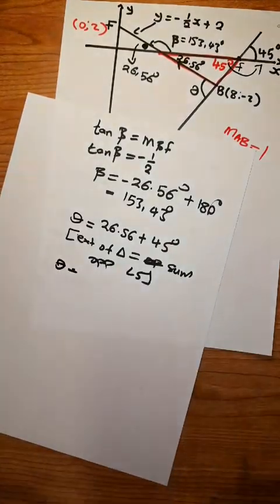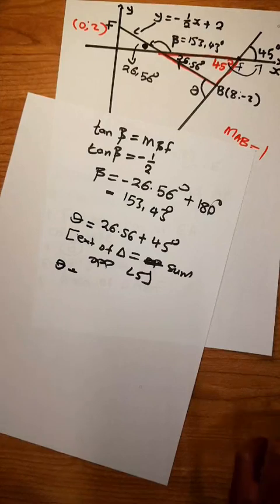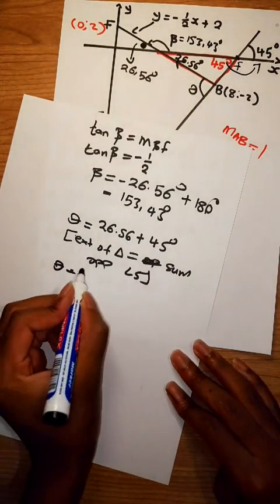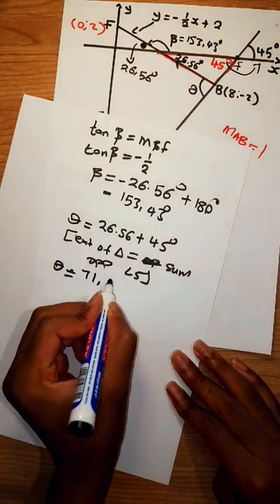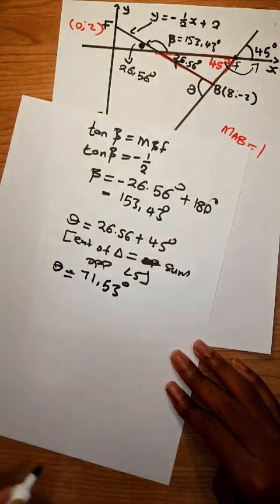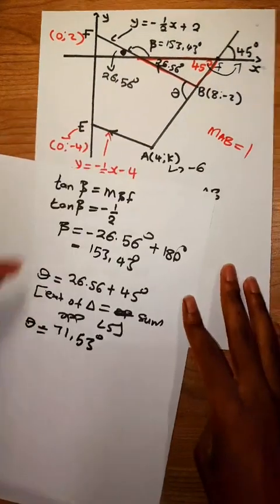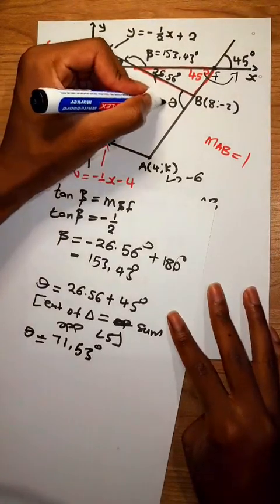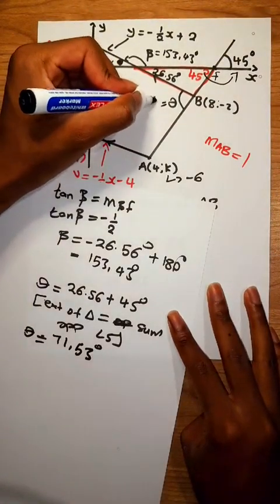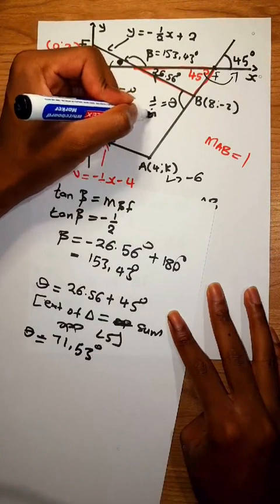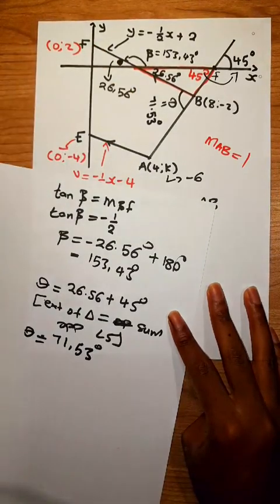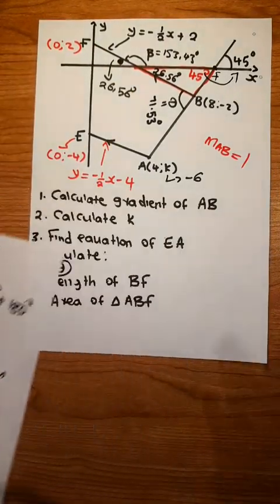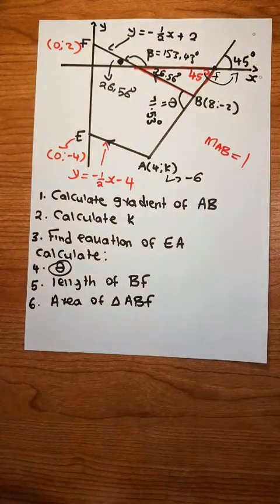So what's going to be our answer? We're going to have 26.56, you're going to add it with 45, and we get the answer to be 71.53 degrees. Write the value of theta and say theta actually equals 71.53 degrees. That's how you write it. That's how you see how messy my diagram is. It's fine. Fill in the information, right?